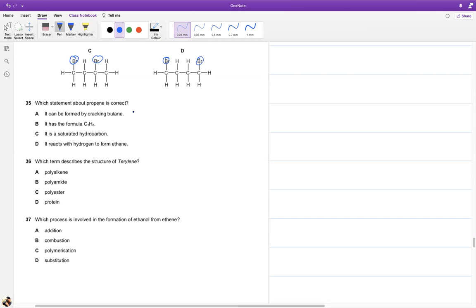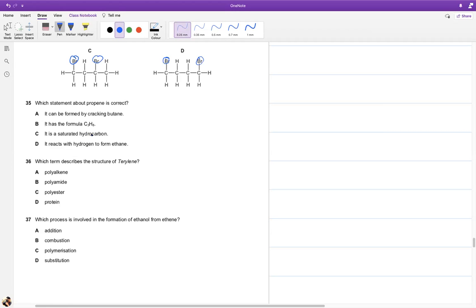All right. Which statement about propene is correct? Propene क्या थी? Unsaturated alkene, CnH2n. It can be formed by cracking butane. Yeah, we can break large compounds and form smaller hydrocarbons. So that is cracking. We use catalyst for doing that. So yeah, it is possible.